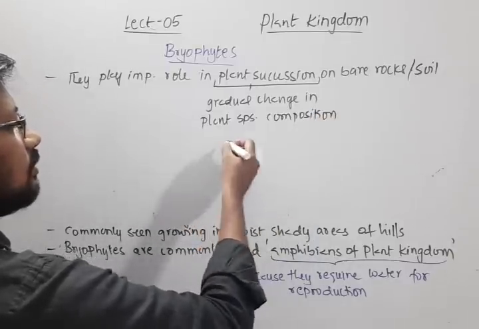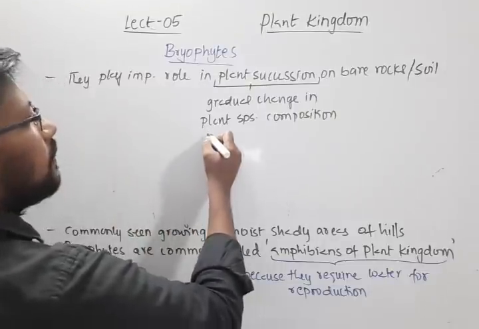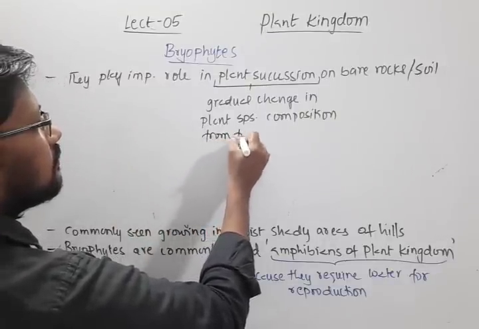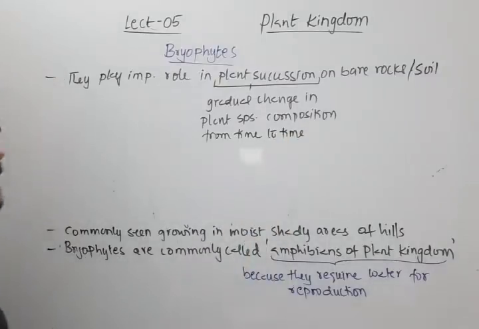So plant species composition changes from time to time in a particular area. What happens as the time passes?